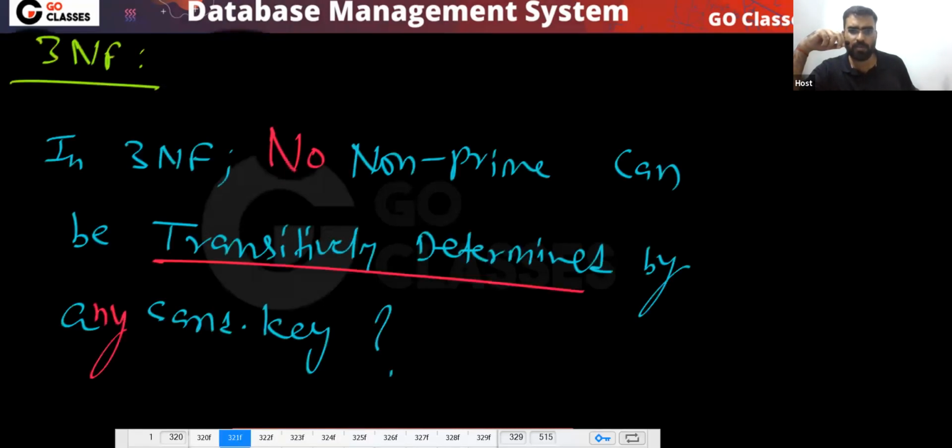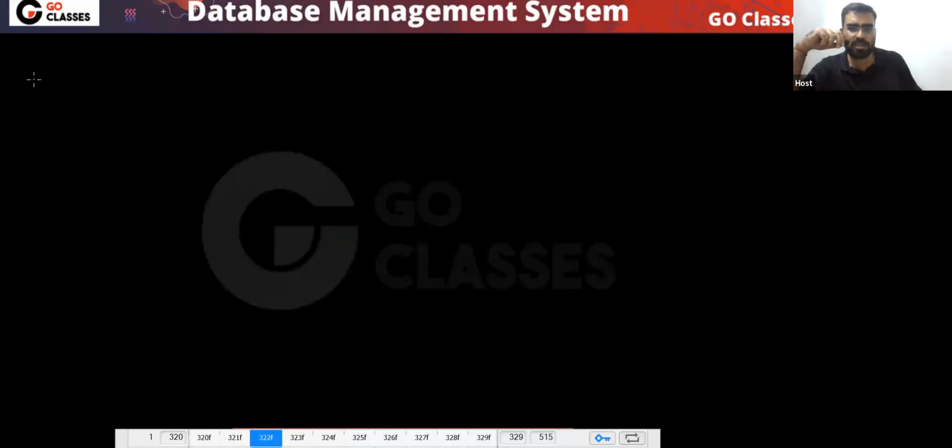Let me ask you one more thing. This is my question. Can I say that this type of partial dependency on a candidate key is a problem?